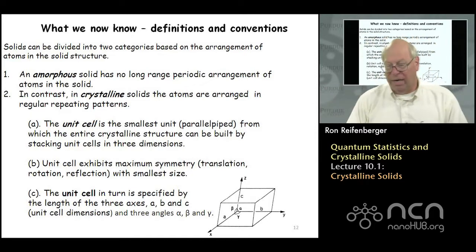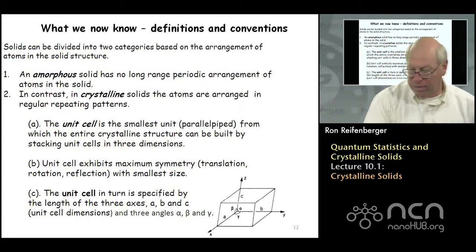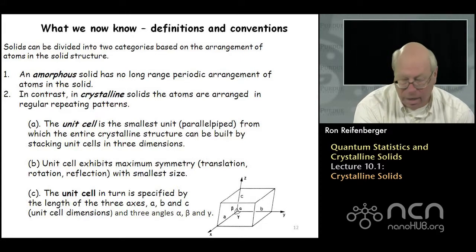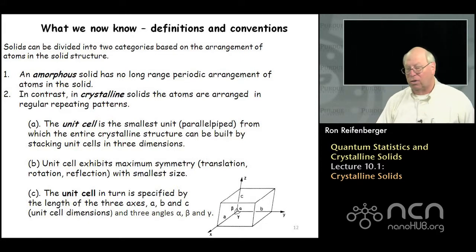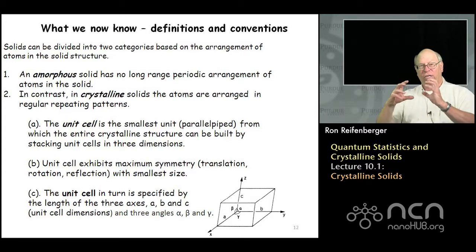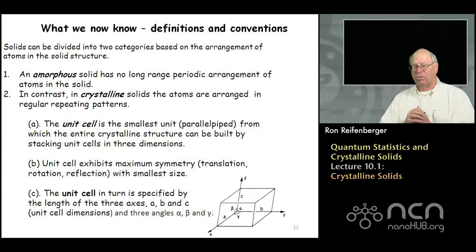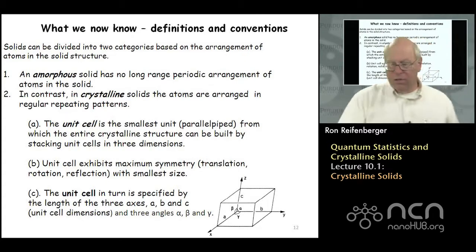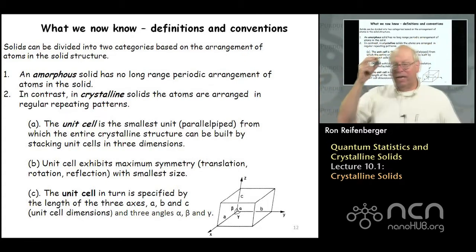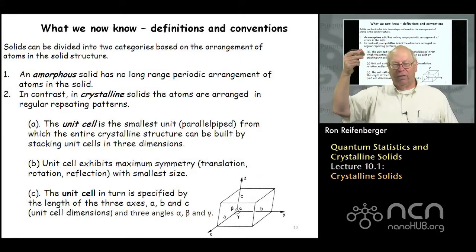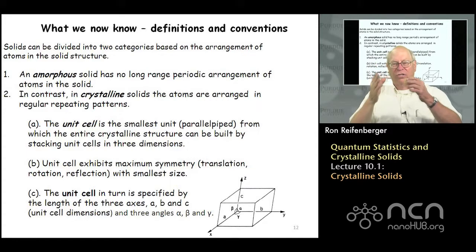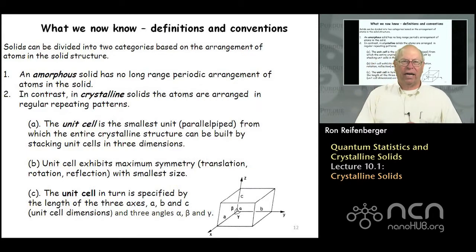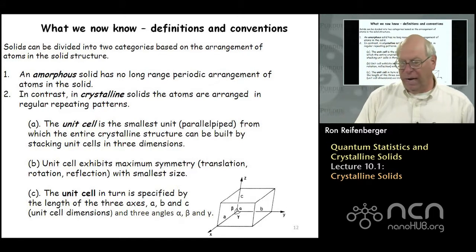So that's point B: the unit cell exhibits the maximum symmetry of the crystal, but that symmetry is all contained in a small cell, which may contain different atoms. This unit cell has to have the same symmetry, and by that I mean if you translate it, rotate it, or reflect it about some axis, it has to have the same symmetry as the crystalline solid that you're trying to build up.